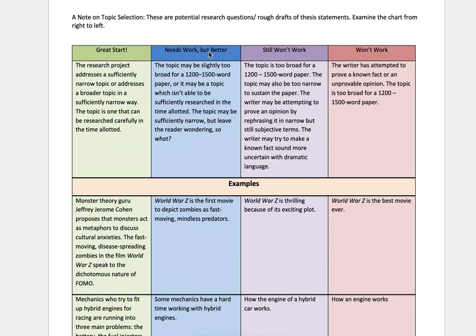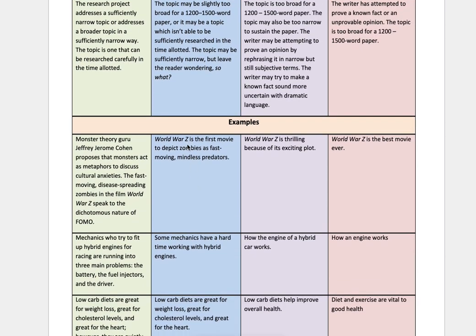If we're looking at the needs work but it's better category, it's still a little too broad, or it's something so peculiar that you wouldn't actually be able to research it carefully in the amount of time you have to do the research. So the topic also could be sufficiently narrow but leave the reader wondering, okay, so what's new here? What are you telling me about this? So that's where you're actually getting into a place where someone can engage with you. So the blue category is better. So first, let's say we have World War Z is the first movie to depict zombies as fast-moving, mindless predators. So that's really specific. It's not true, but it's specific.